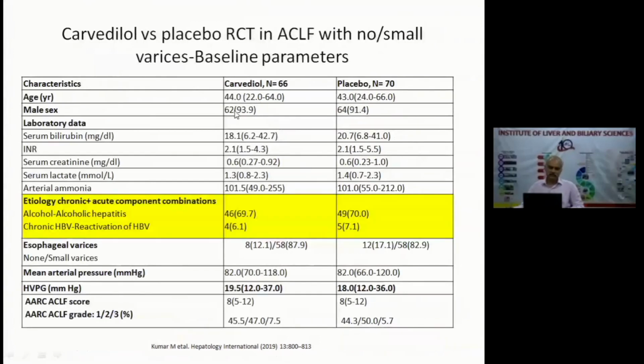If we see the baseline characteristics, both the groups were comparable, and in the majority of the patients, the etiology of ACLF was alcoholic hepatitis, and the second most common was chronic hepatitis B and reactivation of hepatitis B. HVPG was comparable in both the groups, 19.5 and 18 respectively.